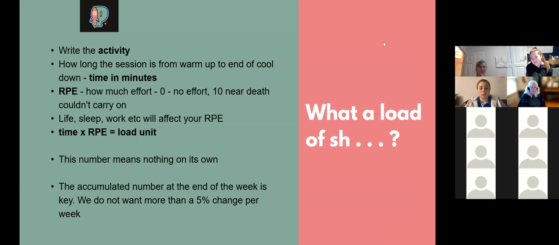So that's how we work it out. That is a unit of load. So the number means nothing on its own. It's that accumulation week on week. Now, Chloe and I might do the exact same program, but our numbers would never be the same, because what Chloe might think is an 8, I might think is a 10. So it doesn't matter what your mate is doing. It's always about you in that moment in time.